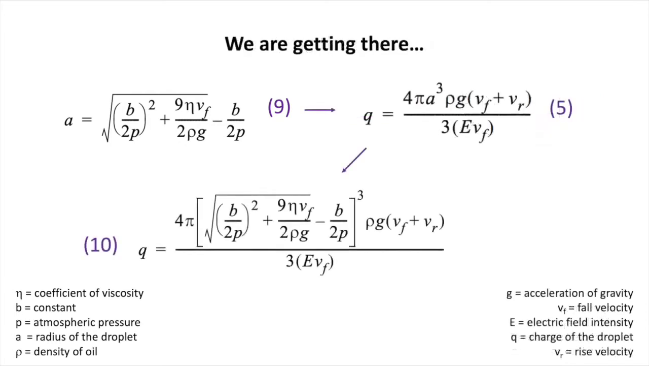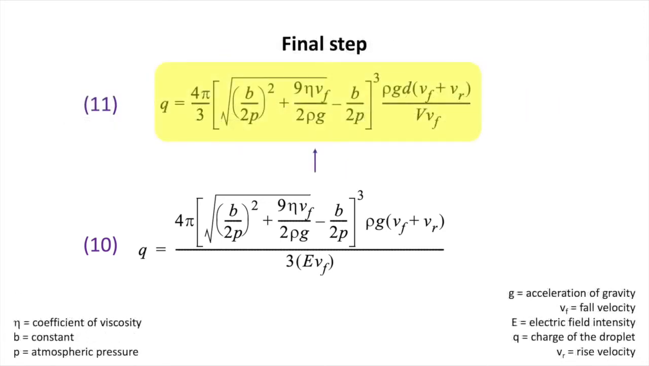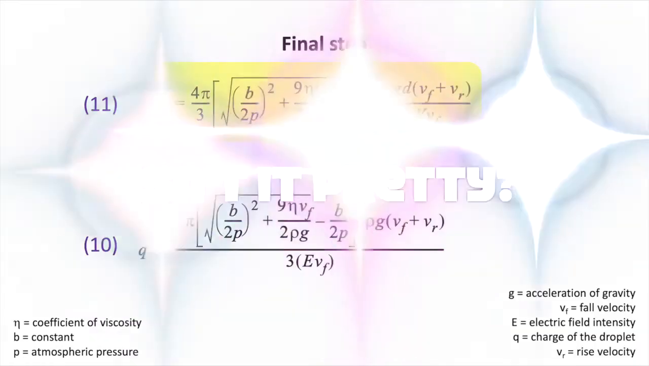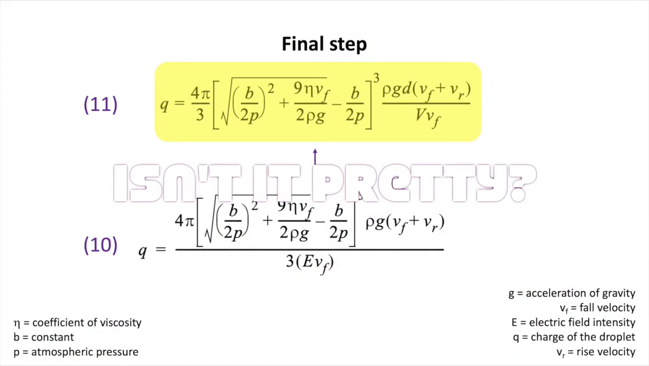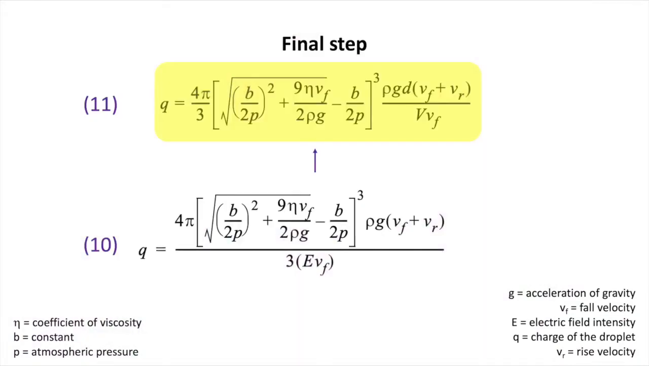Now we can come back to equation 5, finally. We are almost there, believe me. We then substitute equation 9 in equation 5. Since the electric intensity E equals the potential difference across the plates V over the separation of the plates in the droplet viewing chamber D, we can get to our final equation 11 by removing E from 10. And 11 is the equation we are going to use for the calculation of the charge. Now we can go for the experiment.